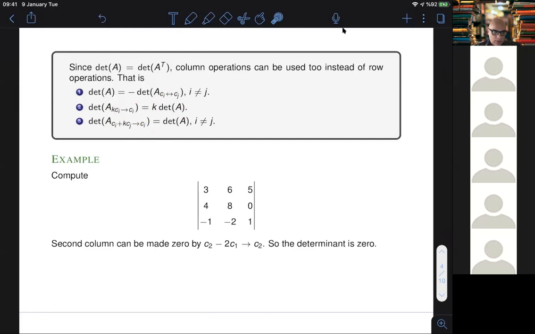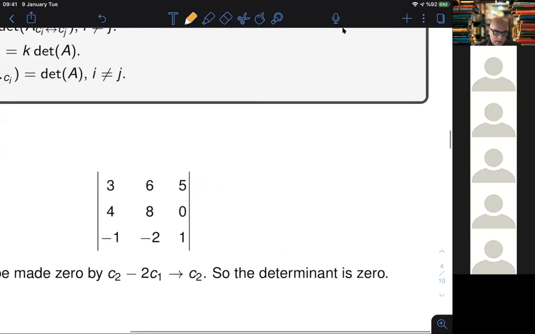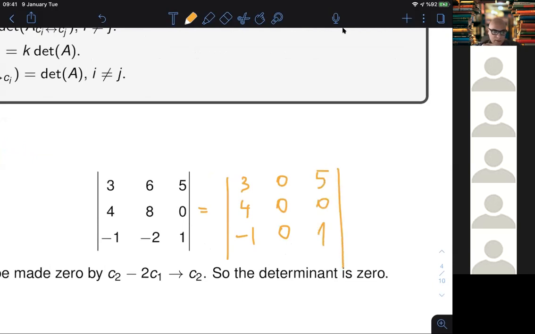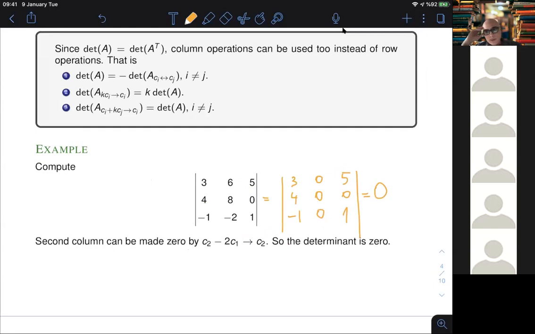For this example, what is it saying? We notice that the second column is a multiple of the first column. In this case, the second column can be made 0 by using this type of elementary column operation. I multiply the first column by -2 and add it to the second column. And what do I get? If I do this operation, I get 3, 4, -1, and I get 0, 0, 0 here, and 5, 0, 1 here. Since this column is 0, once a column or a row is zeros, the determinant is automatically 0. We talked about this rule, and it's also clear from the determinant sum formula. Any questions?